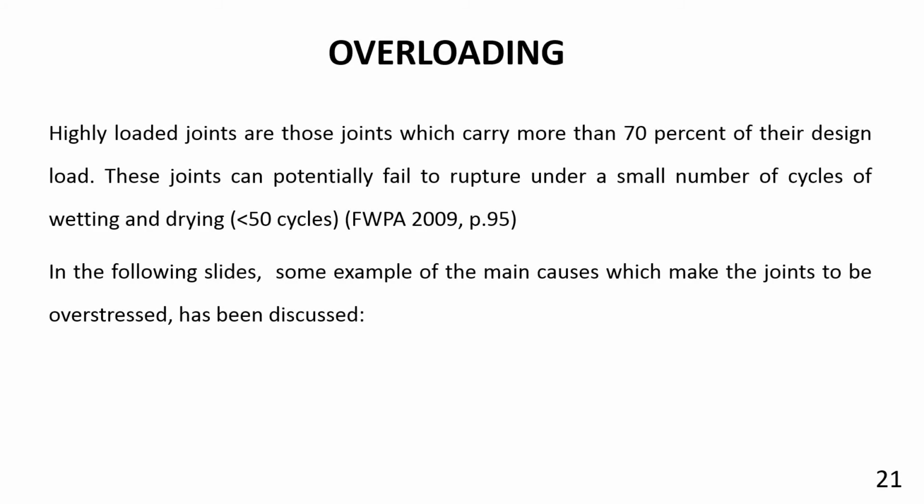Overloading. Highly loaded joints are those joints which carry more than 70% of their design load. These joints can potentially fail to rupture on a small number of cycles of wetting and drying, which is less than 50 cycles. In the following slides, some examples of the main causes which make the joints overstressed are discussed.